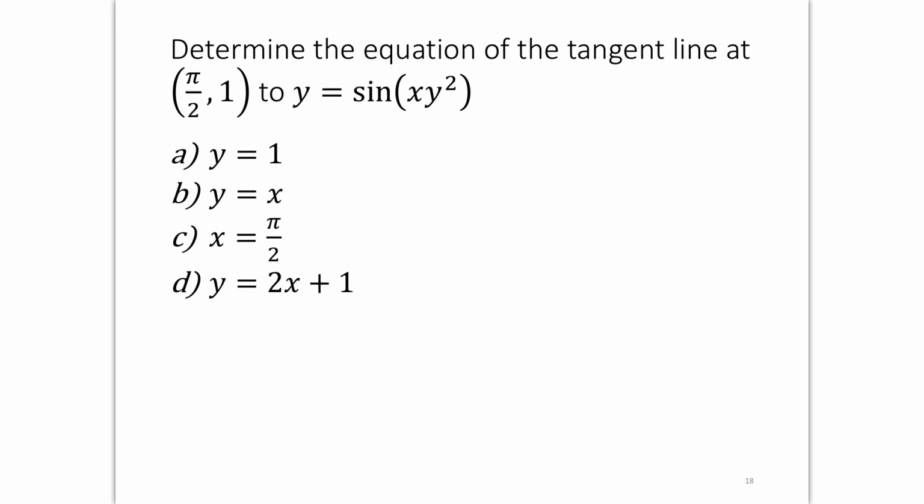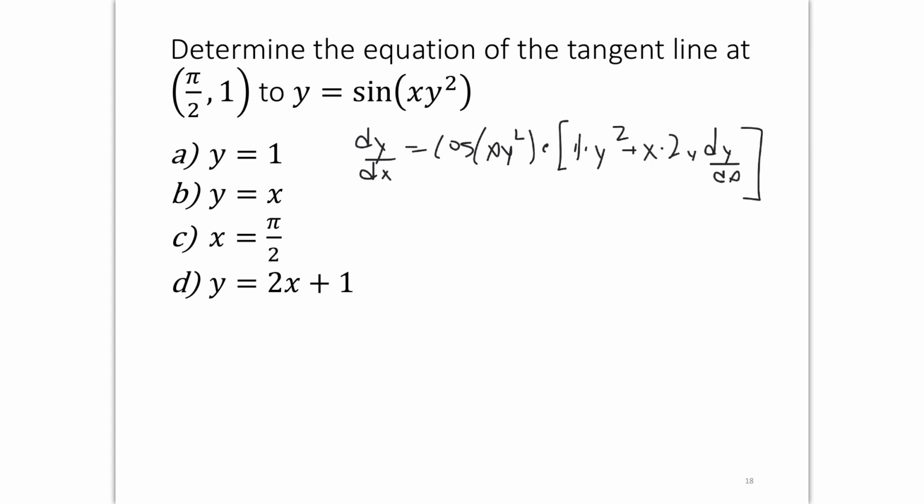So let's go ahead and find the tangent line by first finding the derivative. On the left-hand side we have dy/dx, and on the right-hand side we have cos xy squared times, product rule gives us 1 times y squared plus x times 2y dy/dx. Now, we technically have to isolate for dy/dx, but if you wanted, we could plug in the values now. Eventually, we're going to have to plug in for x and y. And so, hypothetically, you could plug in for x and y at this point.